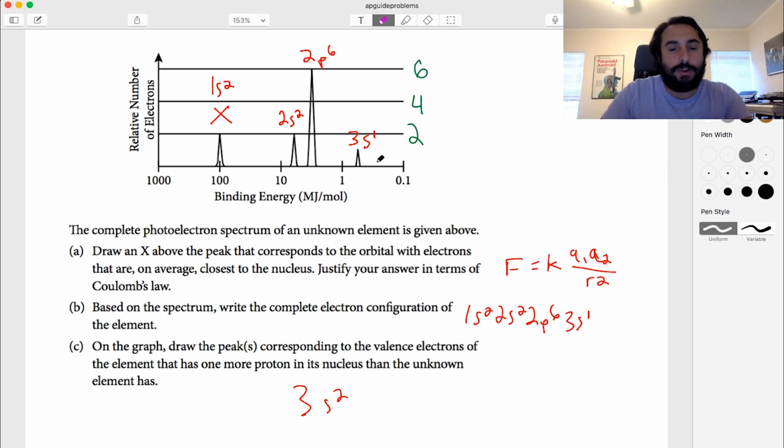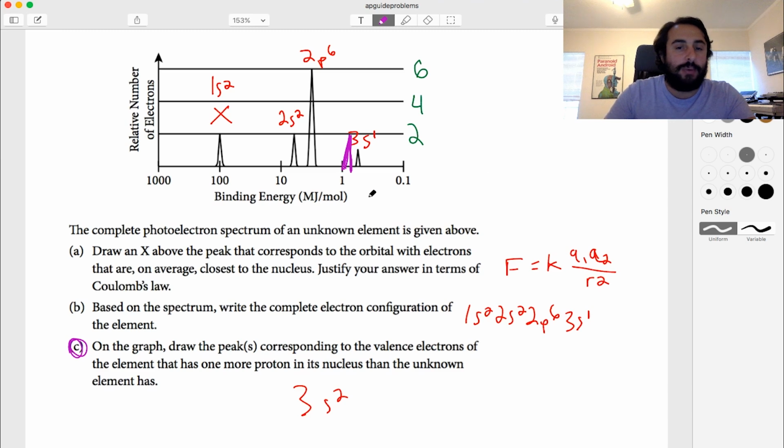But we also need to understand that if there's one additional proton in the nucleus, the binding energies are going to be slightly greater. And if the binding energies are slightly greater, the peak is going to shift to the left a little bit. So we would probably want to put this about here. Right here would be the peak for C. It is just slightly to the left of this first peak, and it goes all the way to 2 because it's 3s2. One additional proton, one additional electron for the neutral atom.